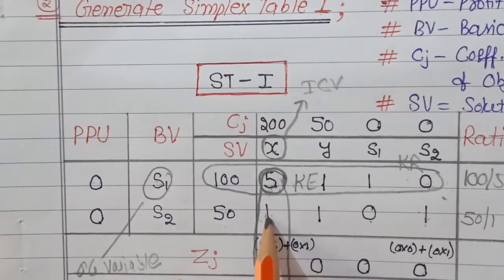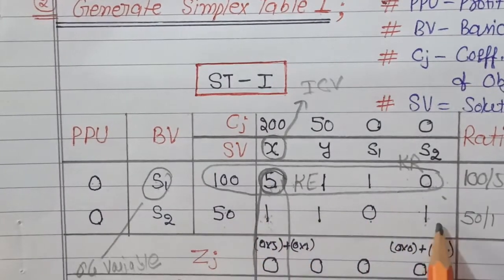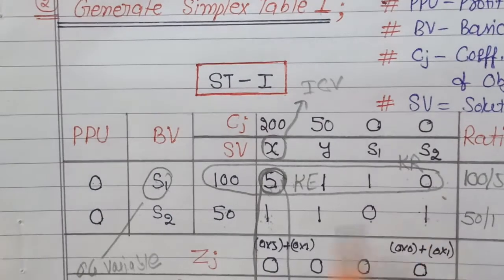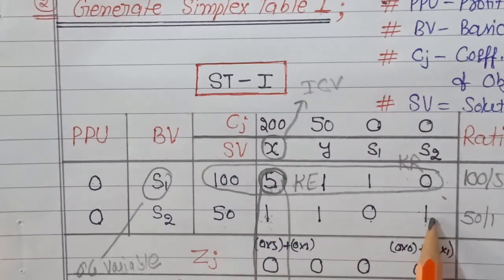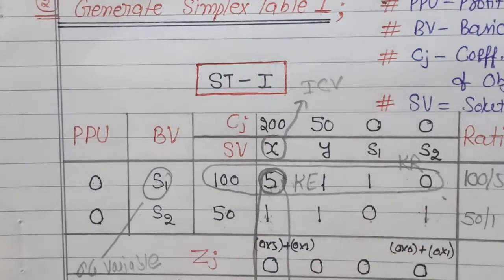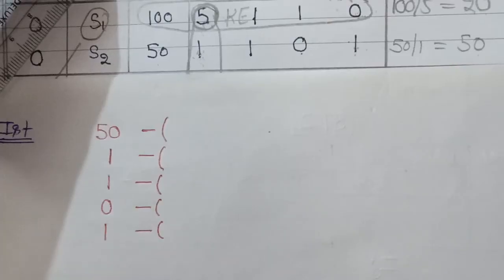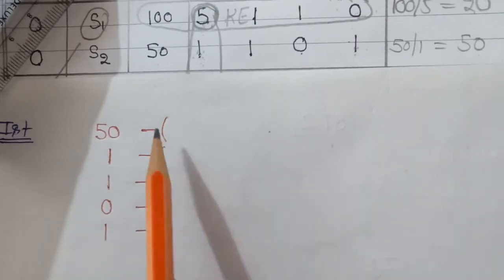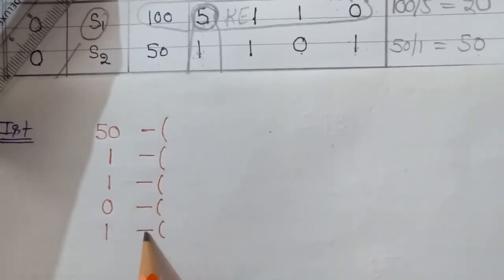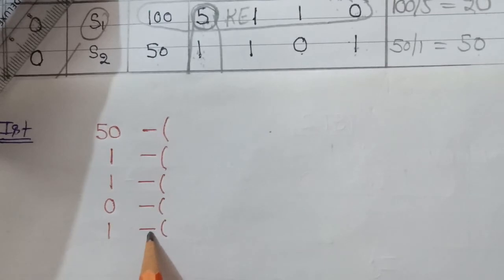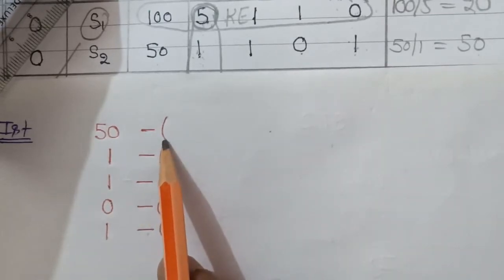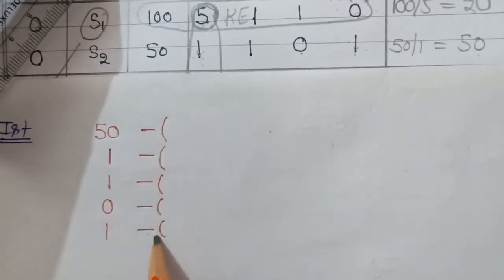Okay, so to make this element 0, let us perform a simple mathematical calculation. First of all we have to write these elements of this row in the form of a column. You will see here that I have written these values in the form of a column. Now make a minus sign in front of all of these values, and then let us start a bracket for all of these values.